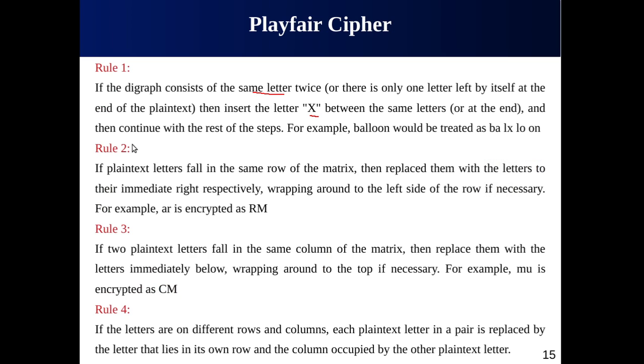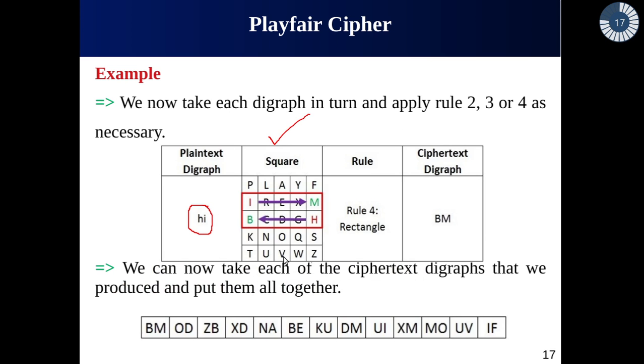To summarize these rules, according to rule number 2, you have to apply it if both the letters are in the same row. You have to apply rule number 3 if both the letters are in the same column. And you have to apply rule number 4 if they are in different rows and columns. So remember, rule number 1, you need to apply only once at the beginning of forming the pairs of letters. And then depending on the situation, either you have to apply rule number 2, 3, or 4. If they are in the same row, apply rule number 2. If they are in the same column, apply rule number 3.